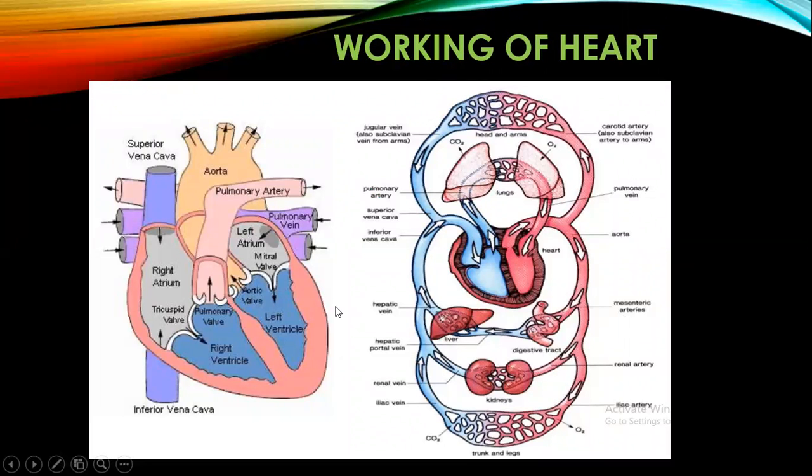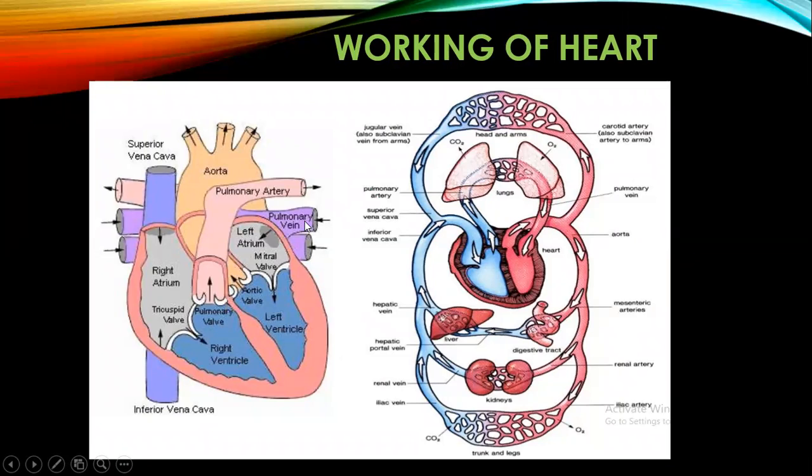Now, let us see how the circulation occurs. We have seen the parts of the heart, that it has four chambers, as you are able to see: right atrium, left atrium, left ventricle, and right ventricle. Now, how exactly does the blood flow? Just look at the arrows which I am showing you.